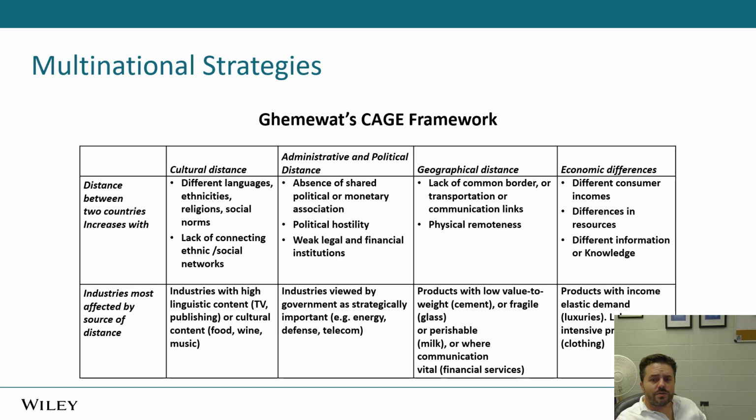Which industries are most affected? Well, products with low value to weight. As I mentioned in another one, you're not going to ship $100 worth of cement if it costs you $500 to ship it. Things that are more perishable, food that's going to go bad in transit, or where communication is vital.